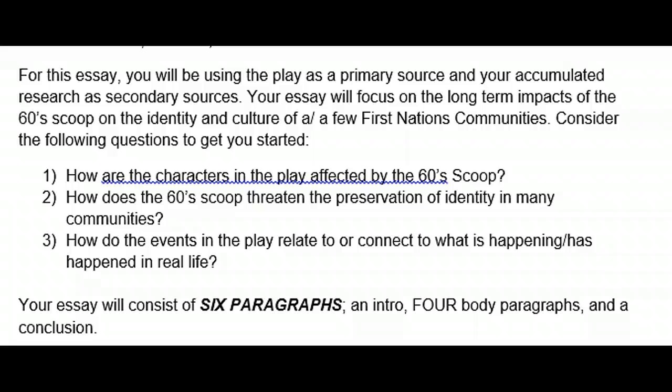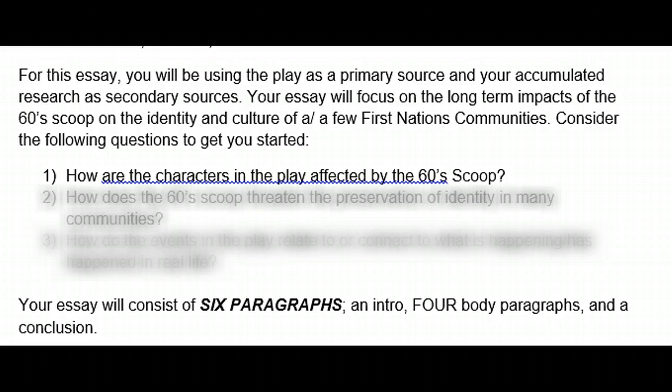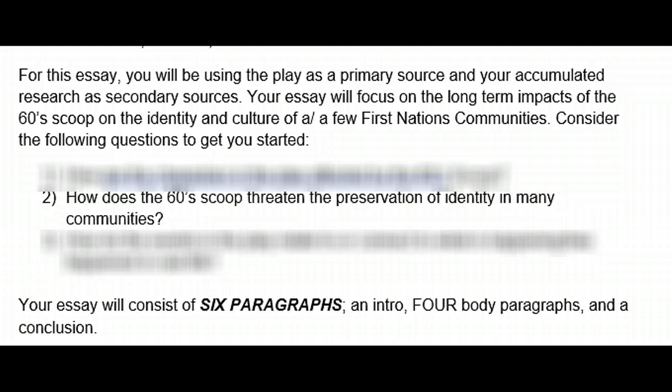In order to get you started on your research, consider the following questions. Number 1, how are the characters in the play affected by the 60s Scoop? Number 2, how does the 60s Scoop threaten the preservation of identity in many communities? Now, I'm talking here both in the play itself and in the real-life communities that you're going to be researching.